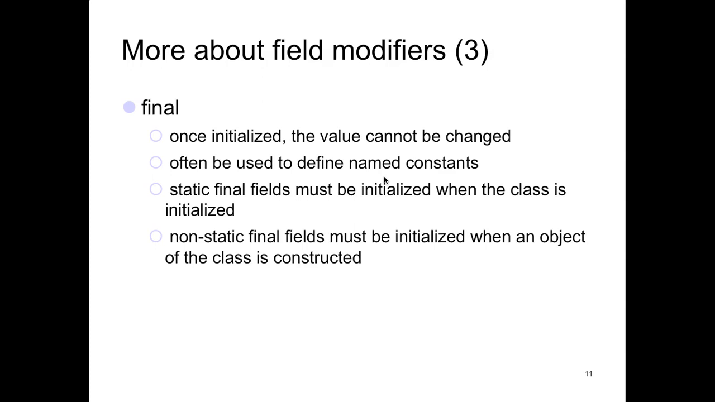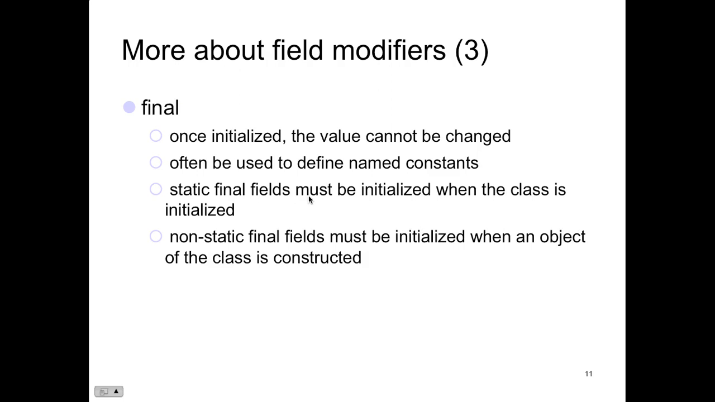Final. We haven't seen final in the example yet, but we'll see it coming up. Once initialized, the value cannot change. So it's the final value. It cannot be changed. It's done. It can often be used to define named constants. So we say final value. It doesn't make it static. It doesn't make it protected. It keeps it public, but it makes it final. So it protects it. Like if you ever say final pi is equal to 3.14, that'd be a good use for it, especially if you don't want the definition of pi changing.